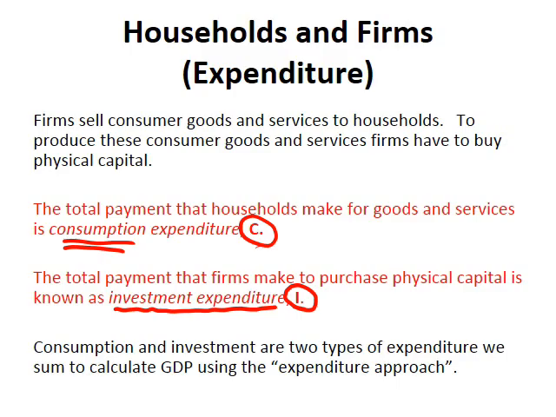Now please realize that when we talk about investment in economics, we're not talking about stocks and bonds. We're talking about buying capital, which are the things that you use to produce goods and services: tools, machines, and so on. Consumption and investment are 2 types of expenditure we sum to calculate GDP using the expenditure approach. But those are not the only 2 types of expenditure. There are 2 more types that we're going to look at.